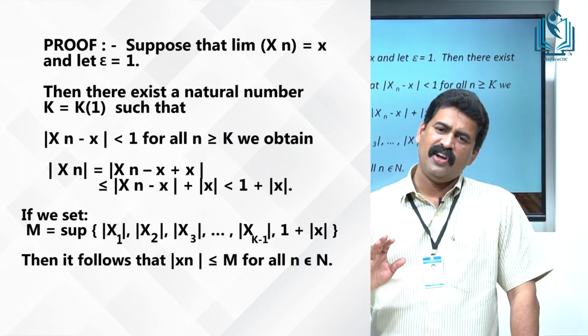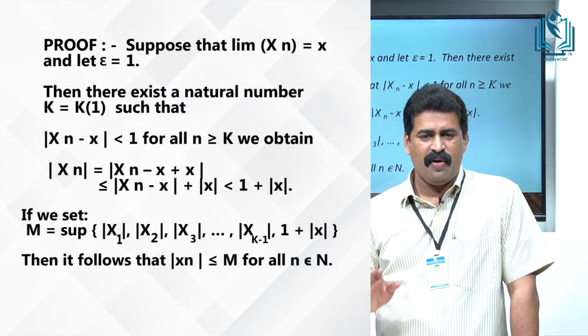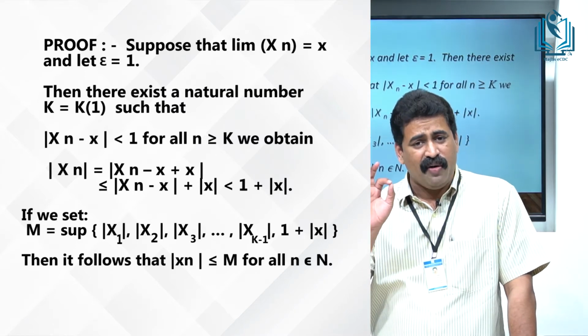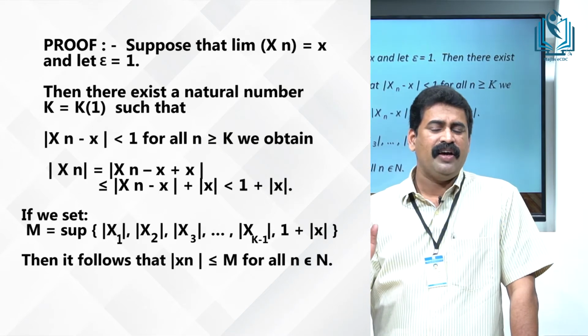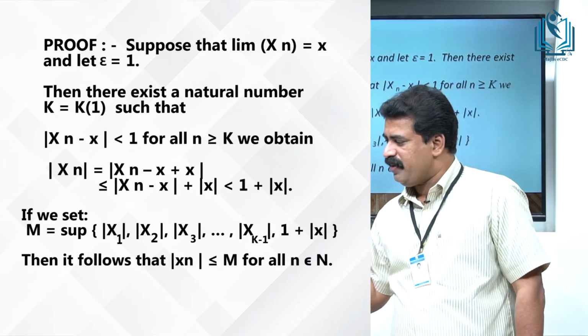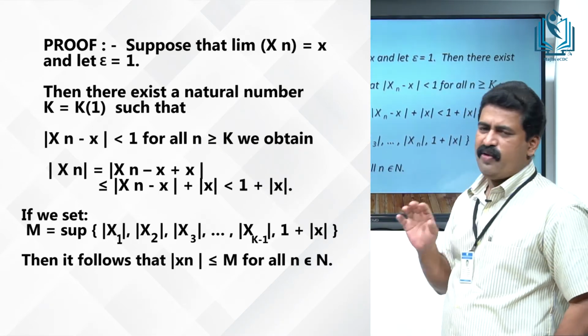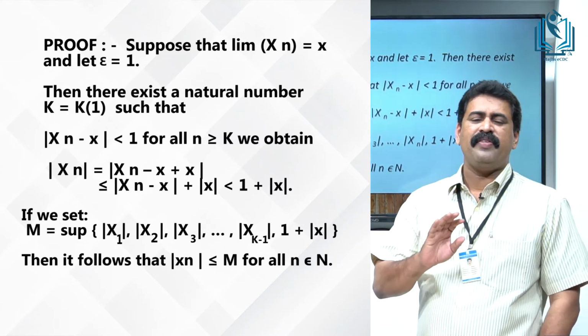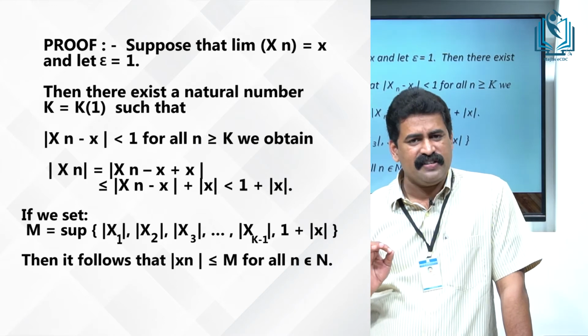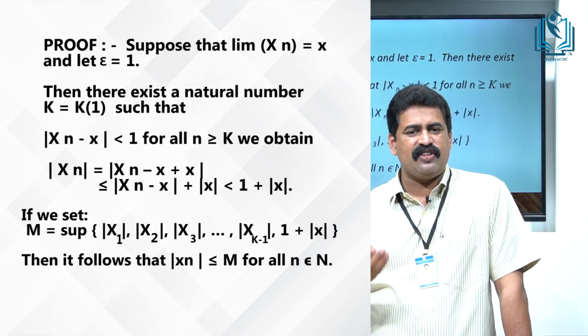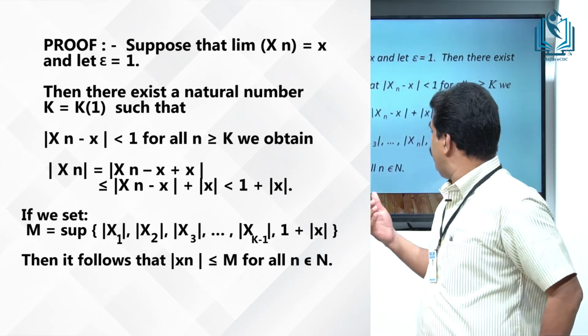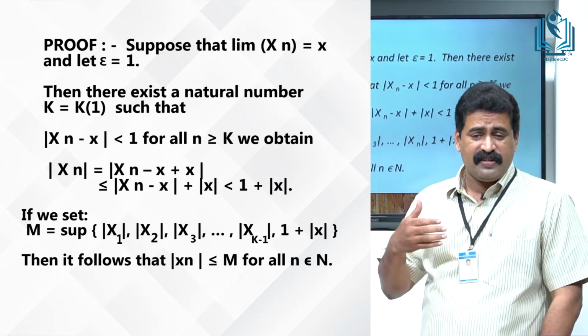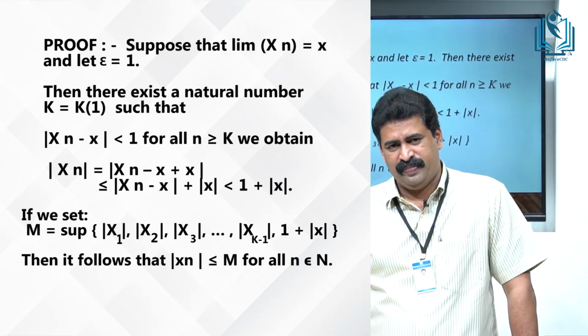But by the definition of boundedness of a real sequence, modulus xn is less than or equal to a constant for all n belongs to N. But here we get modulus xn is less than a constant only for all n greater than or equals k. So we cannot say that modulus x1 is less than a constant, modulus x2 is less than a constant, etc. Modulus xk minus 1 is less than a constant, etc.